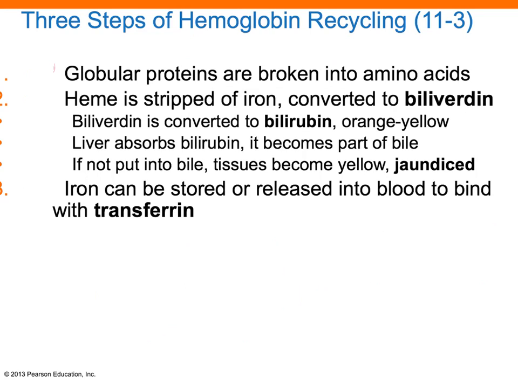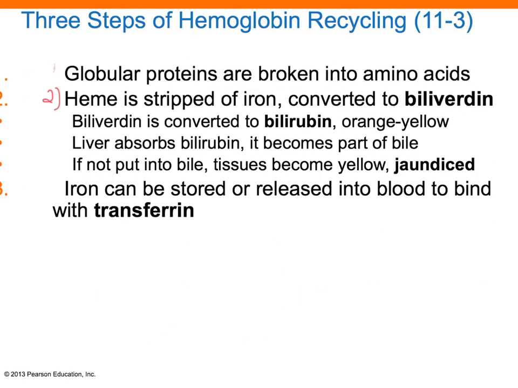Then there is the heme. The heme is stripped of its iron, and the heme is converted to biliverdin, and the biliverdin is converted into bilirubin, which is then sent over to the liver. It's released into the bloodstream, and then the liver cells absorb it and release it into the small intestine in bile. So if your bile ducts are blocked by gallstones, for example, then the bilirubin diffuses into the tissue, and that's what gives you a yellow appearance, and we call it jaundice.